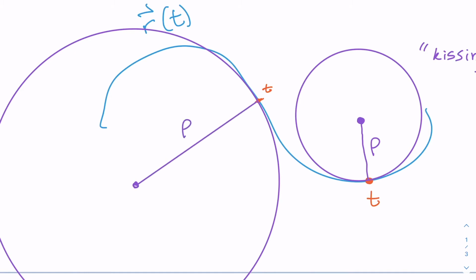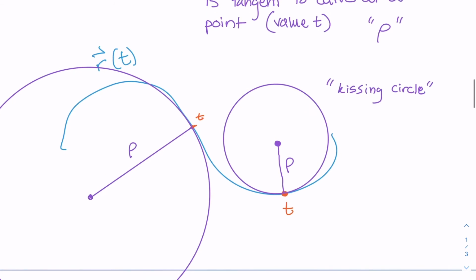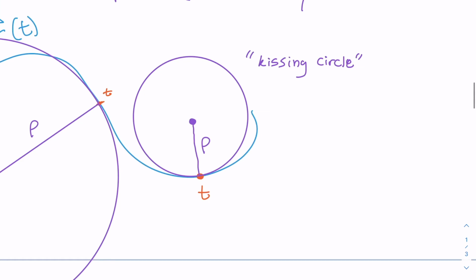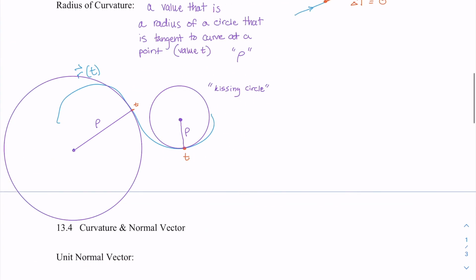And so you can imagine as t moves along the curve, you're going to have these different kissing circles with different radiuses of curvature. And you might be able to guess the relationship between curvature and the radius of the kissing circle at every point, right? We see that when you have larger curvature, we tend to have a smaller kissing circle, right, with a smaller radius. And when our curvature is very low, small curvature, then the kissing circle has a very large radius. And so that relationship holds true.